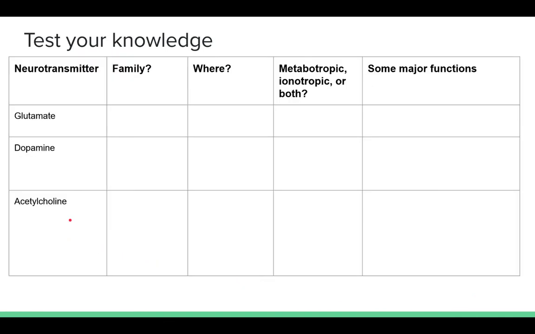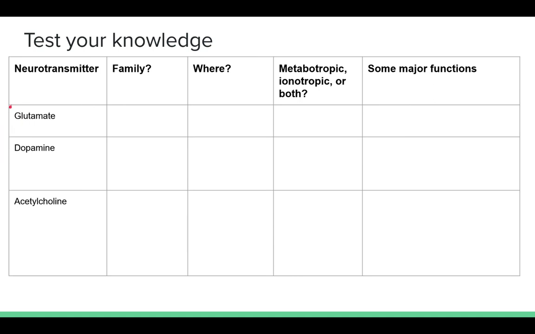Okay, so we've come to the end of our lecture, and for our little test your knowledge section, I'm going to put one more silly little table up here. I'm going to challenge you to take a moment and see how many of the squares on this table you can fill in.